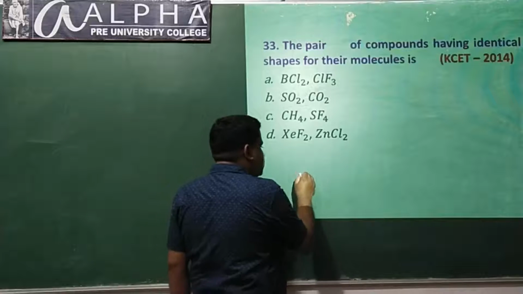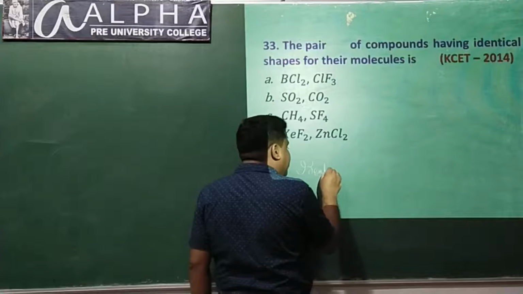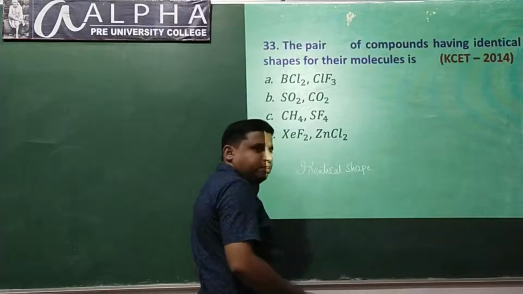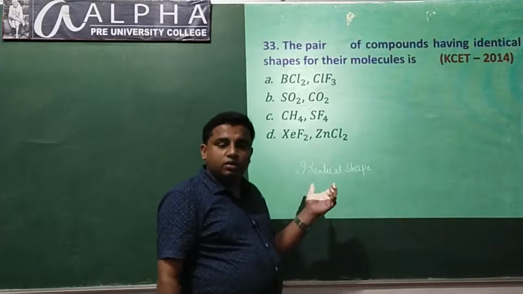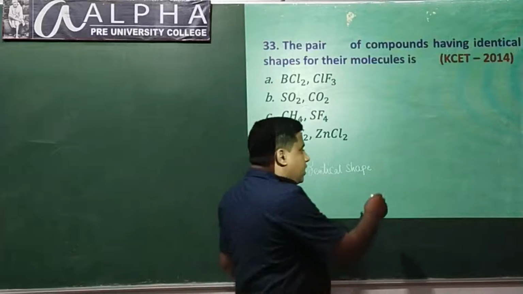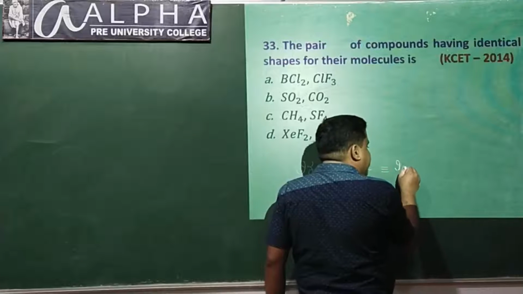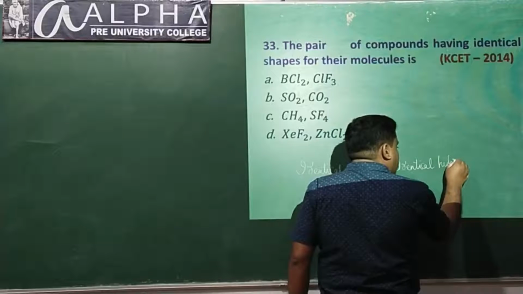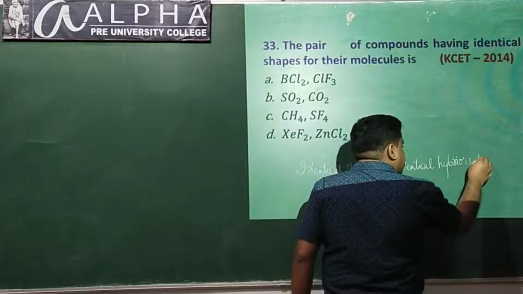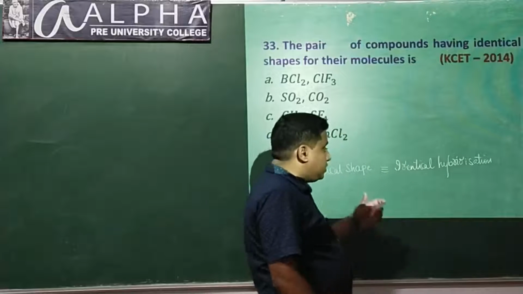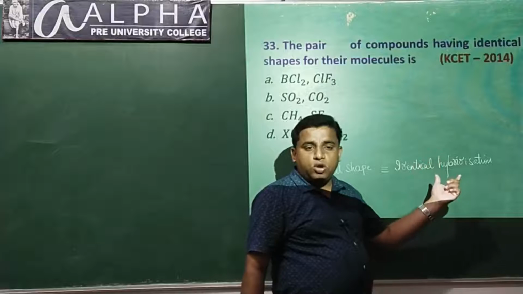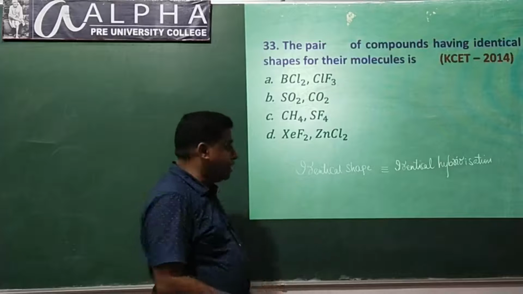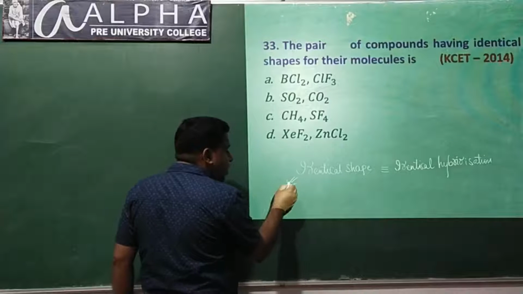Identical shapes means same shape. And when do you say that the molecules will have the same shape? If they have identical hybridization. If the hybridization is the same for the two molecules, then they have identical shape. If they have identical shape, then those species are also called isostructural.